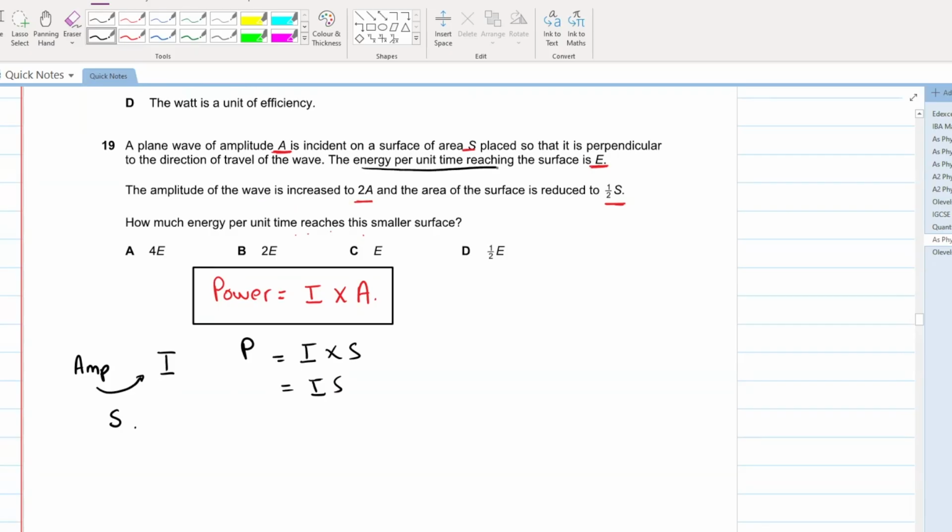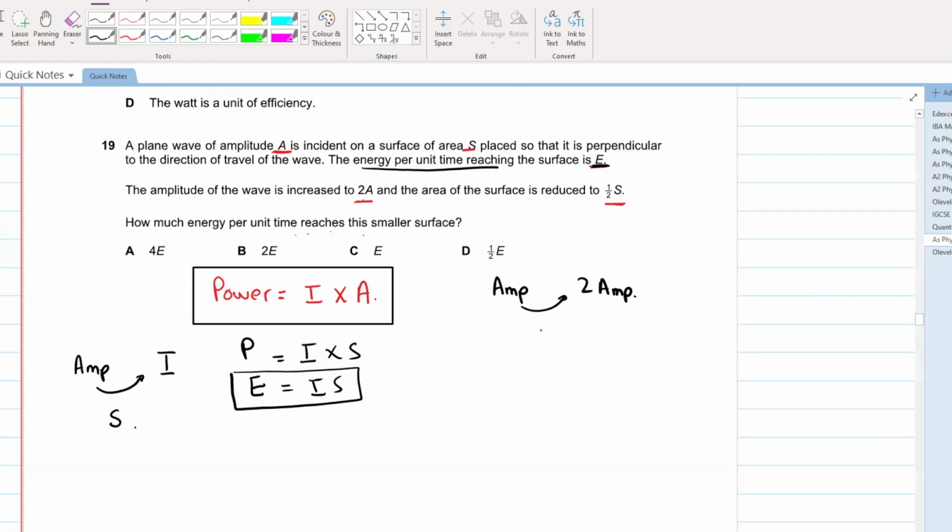Energy per unit time. What is energy per unit time? Power. E is your IS. E is equal to IS. Now let's see what changes are happening. You have doubled the amplitude. If your amplitude was initially AMP, you have made it twice AMP. AMP is just an acronym to represent amplitude because there are two symbols of A. One is for area, one is for amplitude.